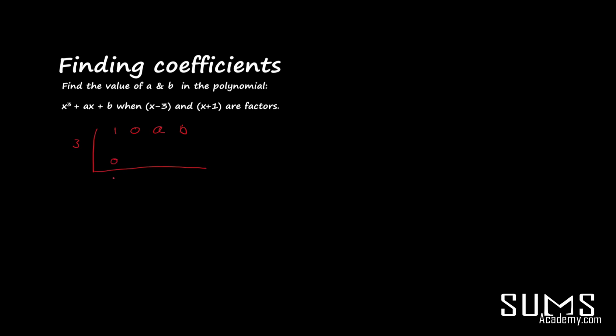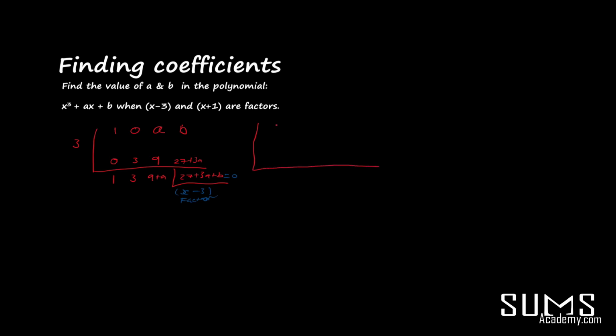So 1, 1 times 3 is 3, 3 plus 0 is 3, 3 times 3 is 9, 9 plus a, 9 plus a times 3 is 27 plus 3a, and then we're left down here with 27 plus 3a plus b. We know that that is equal to 0 because x minus 3 is a factor. Okay, so that's our first equation. So let's work out our second one.